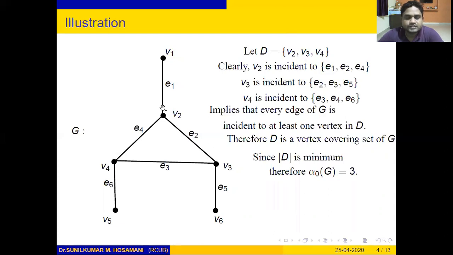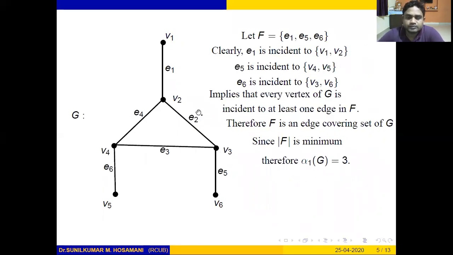Further, you can see that you cannot get a vertex covering set of cardinality less than 3 in this graph. So this is one example, but if you select any other vertex covering set, its cardinality must be greater than or equal to 3 only. Therefore, D is minimum, and the vertex covering number of this graph is the cardinality of D, that is 3.